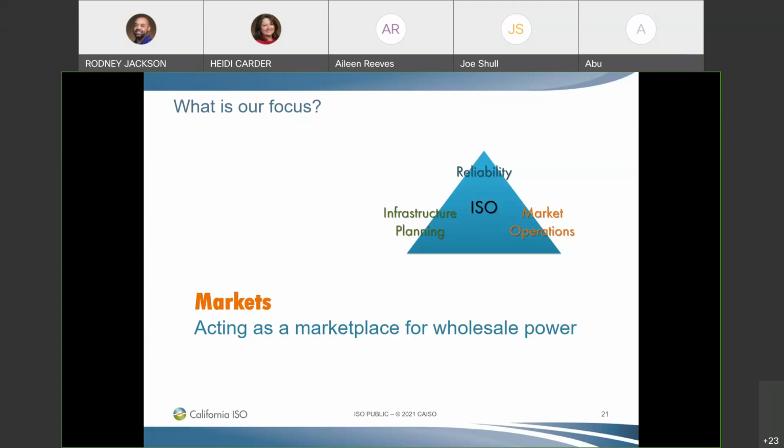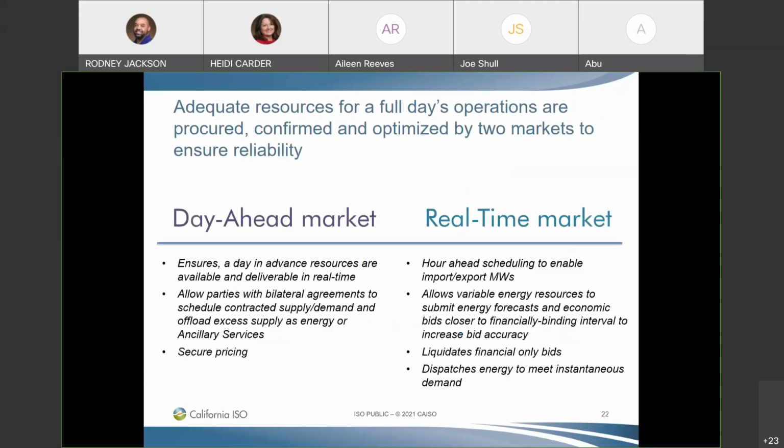So now, what is our focus? We are a competitive energy market, which most BAs do not have. So as a registered market operator, we act as a marketplace for wholesale power and basically a clearinghouse under the exclusive jurisdiction of FERC. So adequate resources for full day's operations are procured, confirmed, and optimized by two different markets that ensure reliability and make sure that we have everything set to go.